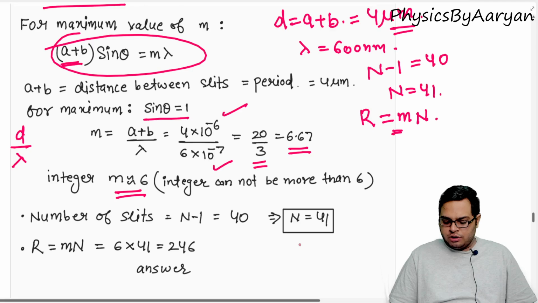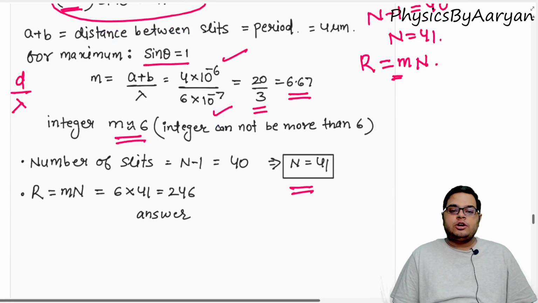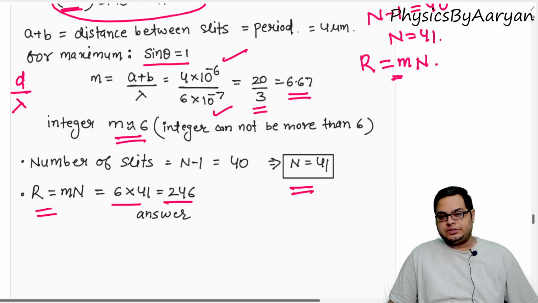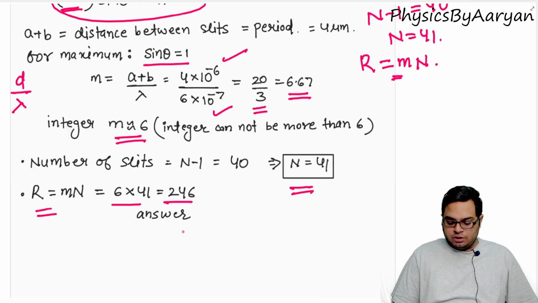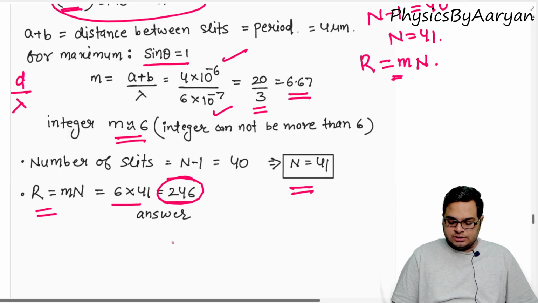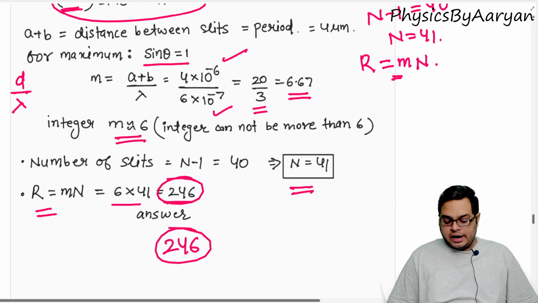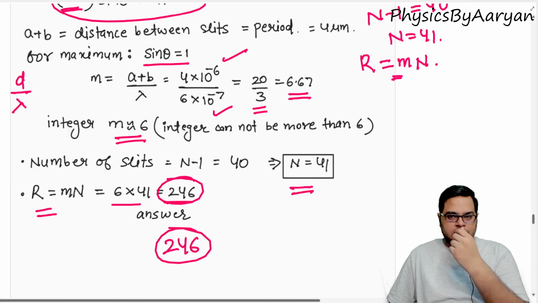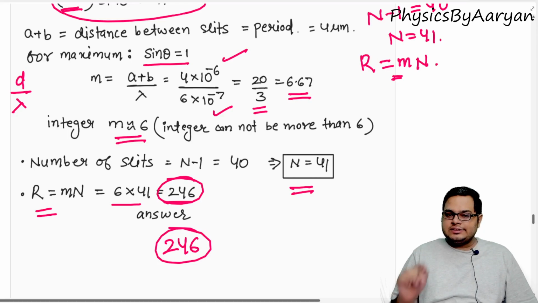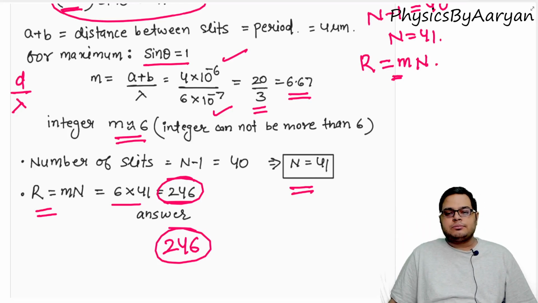Now the number of slits we already found is 41. Now we can do the resolution. Resolution is going to be M into N, which is 6 into 41, which is 246. So the total resolution of this system is 246. I have checked that some institutions have solved this problem wrong. I actually checked with the IIT JAM exact paper, and it is going to be 246. So 246 is the correct answer.